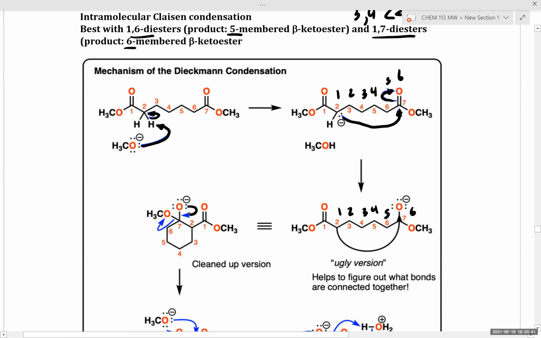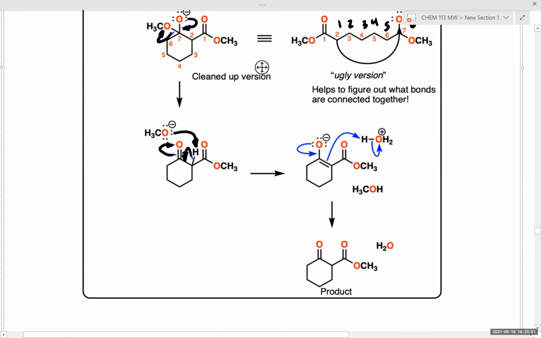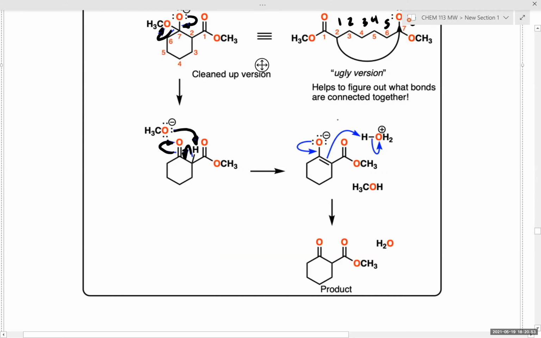Our tetrahedral intermediate then collapses. We get our beta ketoester, and then we deprotonate the alpha position. And that gives us our desired beta ketoester enolate, which can be quenched to give us our neutral isolable product.